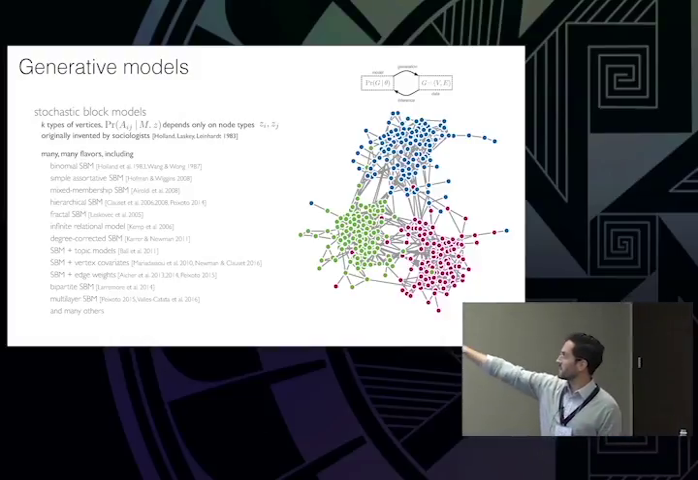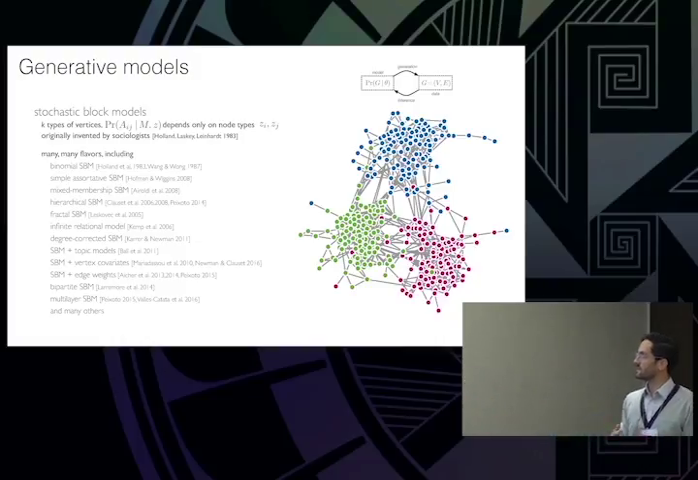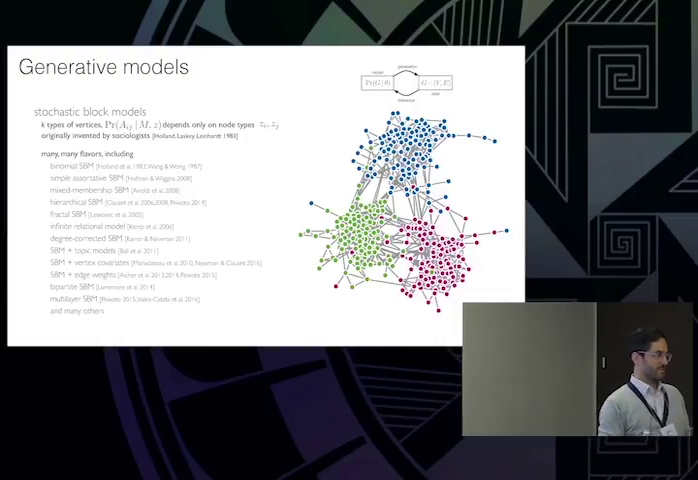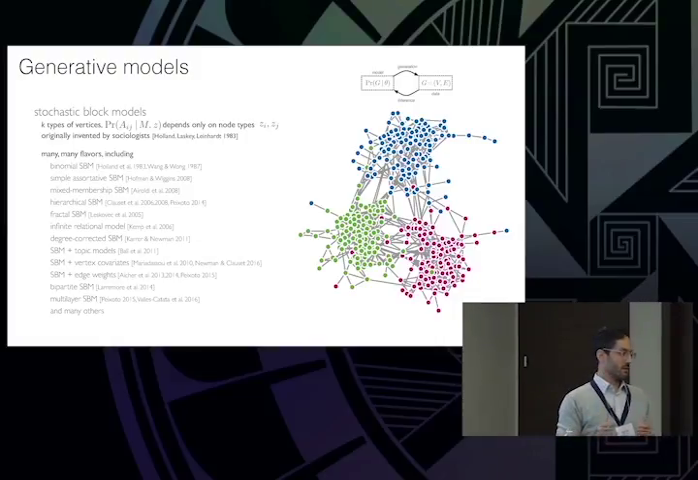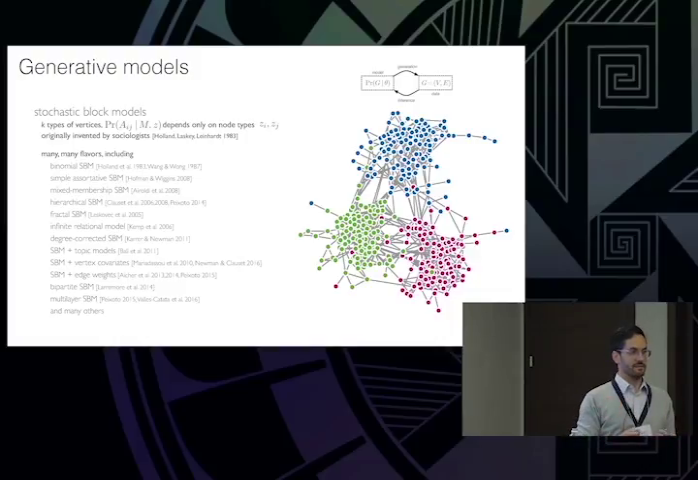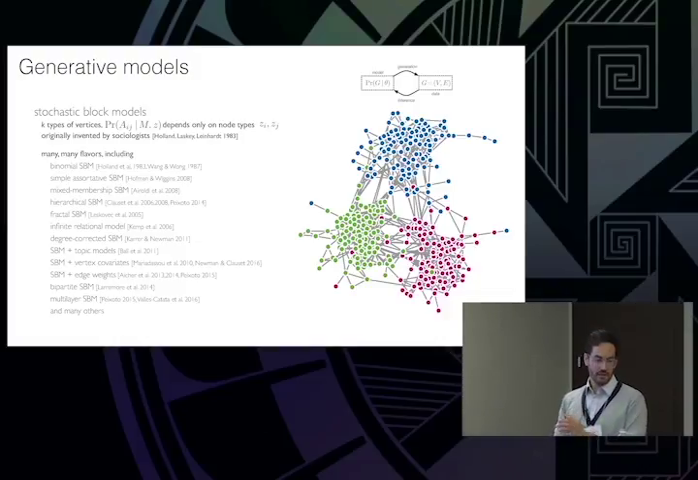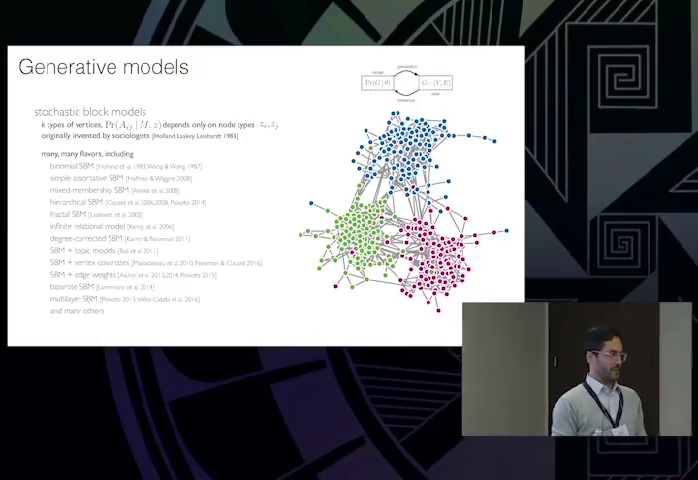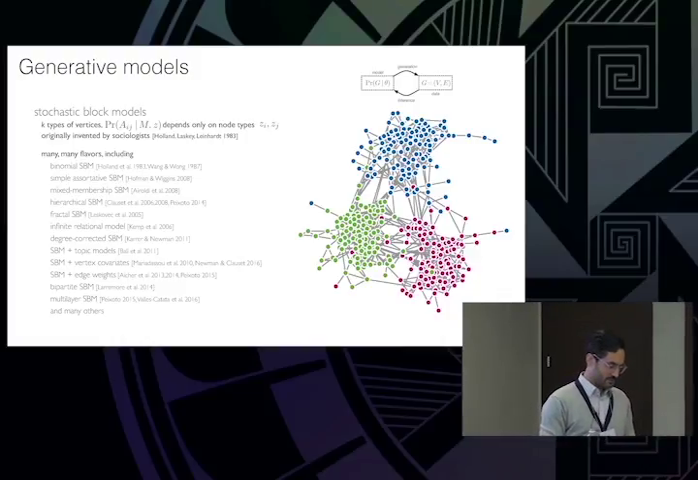Doing so gives me something like the network here, where the blues tend to connect to the blues, the greens to the greens, and the reds to the reds. The point here is that the probability that two nodes connect depends only on their group types, not on other factors, not on hair color, or whether or not they have glasses. Okay, so this was originally invented by sociologists, and there are lots and lots of different flavors here. If you look at the slides online, I've got links to all of these.